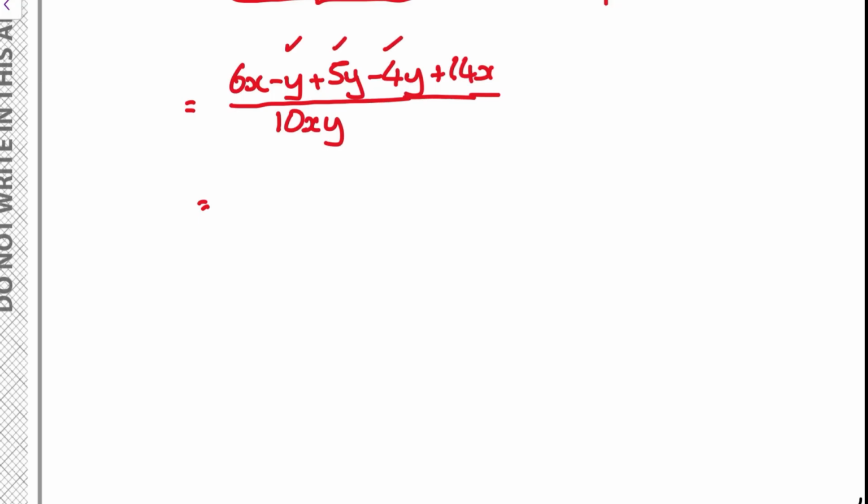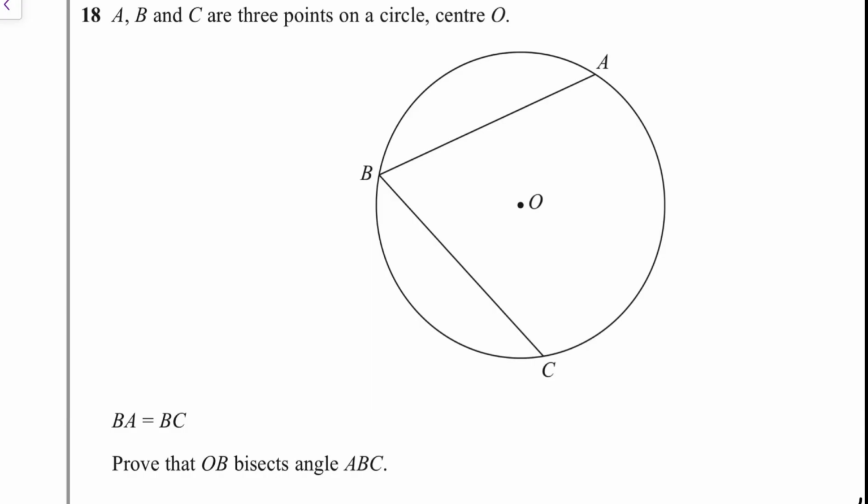So I'm going to tick these off to say they cancel. And then I've got 6x plus 14x, which gives me 20x. And I've got 20x over 10xy. The x's cancel. 20 over 10 is 2. Over y, I've answered the question. k is equal to 2. Happy with that question. Okay, and the next question is clearly a circle theorems question.